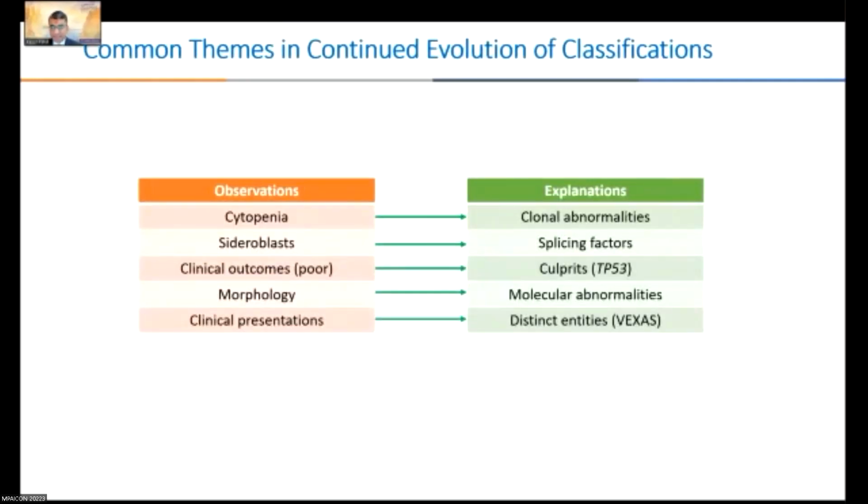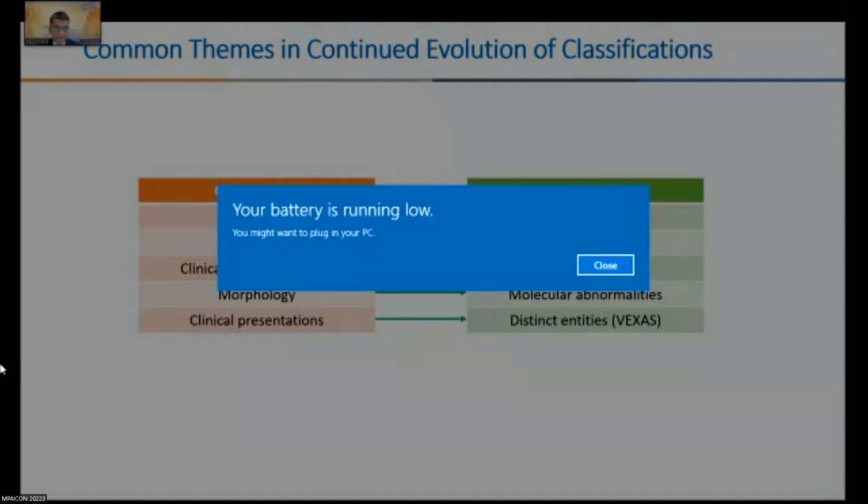Overall, what we see is there are some common themes in the continued evolution of these classifications. On the left-hand side, you see the observations, and on the right-hand side, the explanation. So we've been moving from observations to explanations in this classification system. We saw cytopenia, we identified clonal abnormalities. Some of those are now added as part of the new classification. We used to see sideroblasts, ring sideroblasts that is, and now we know they're coming from splicing factors. So they've been added to the classification.